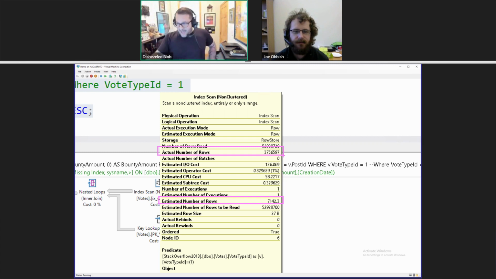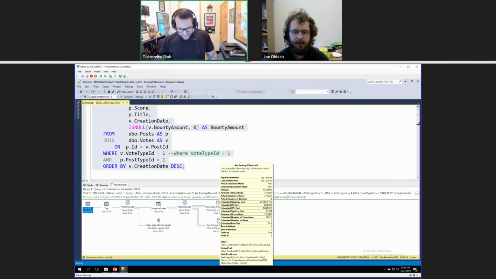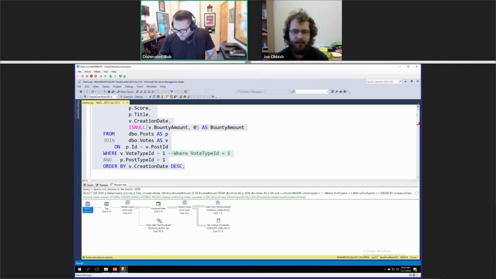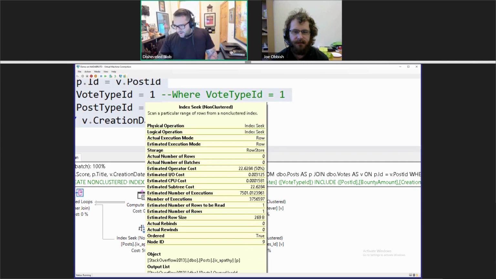And now we have this happening, and because this produces 3.7 million rows, this key lookup to go get the bounty amount column out of the votes table ends up executing 3.7 million times, even though SQL Server was only like, 7,000, no biggie. What happened? Why did SQL Server do this? And more importantly, why did we do this index seek another 3.7 million times to produce not a single row? What was on your mind, SQL Server?